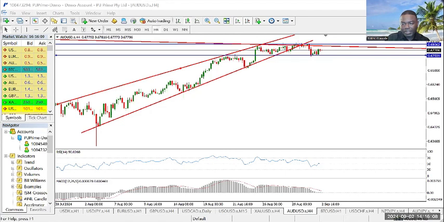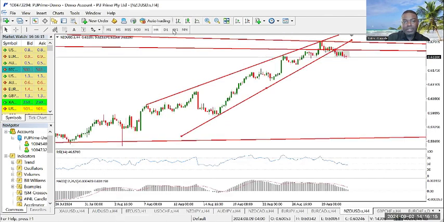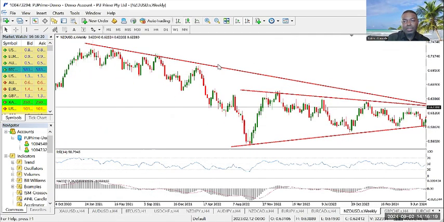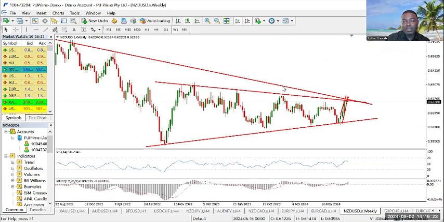And I have a similar bearish outlook on the New Zealand USD. All right, so for New Zealand USD, if we go down to the weekly time frame, we'll also see that we have a descending trend line. Price has been trending downwards. In fact, we have two trend lines that have been trending downwards. We have the first one right here. We have a downtrend.